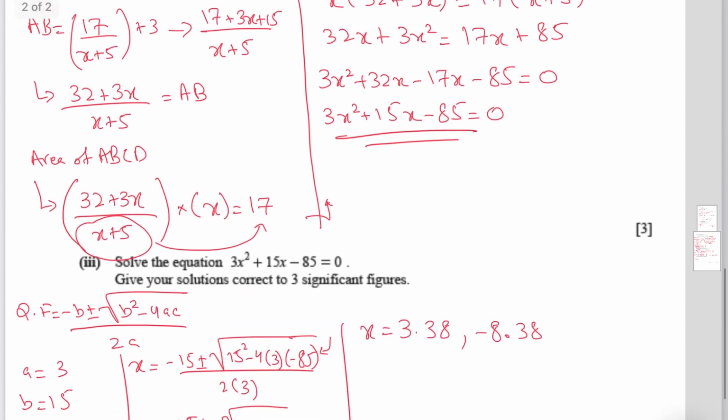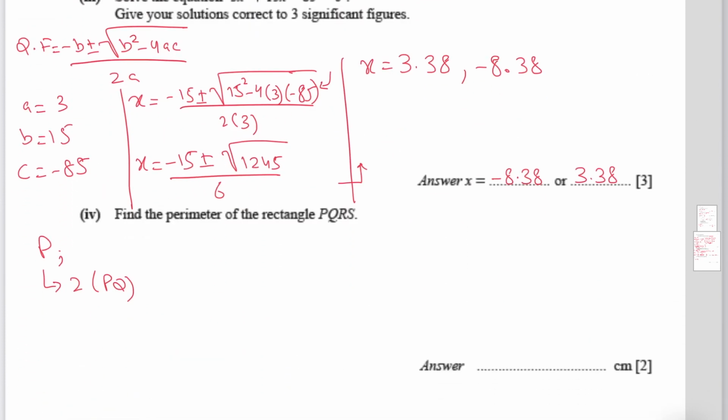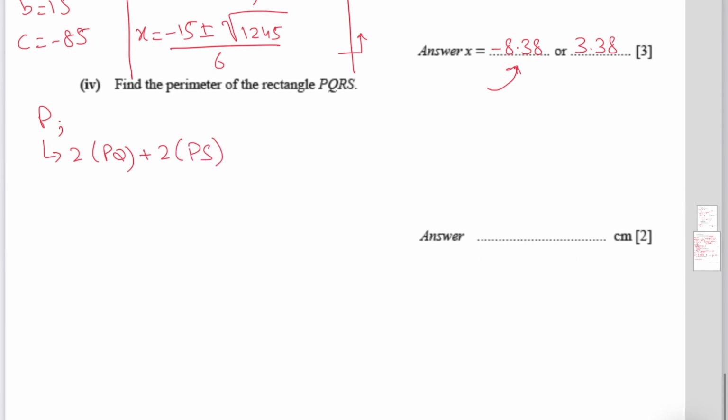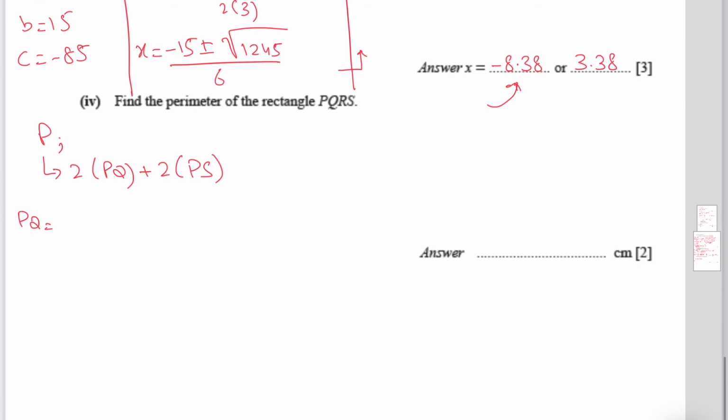Since I have the values of x, which are 3.38 and negative 8.38, I'm not going to use negative 8.38 because you can't have a negative length. So you multiply 2 with PQ and add 2 with PS. That was the length. So PQ, let's find PQ first. PQ was 17 over x plus 5. So let's use the positive value. So you do 17 over 3.38 plus 5, and this gives us 2.03. So PQ is 2.03. And let's find out the value of PS.